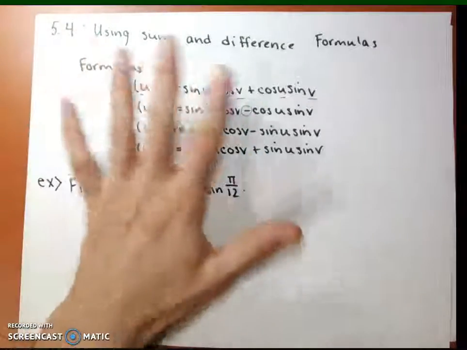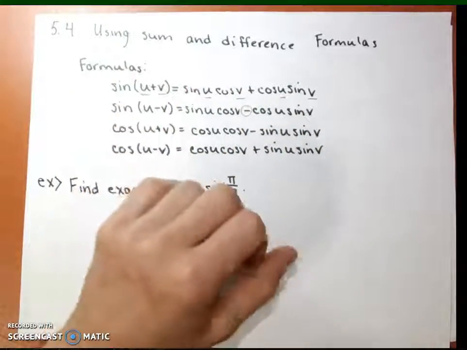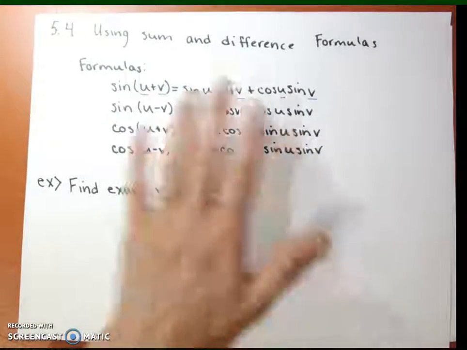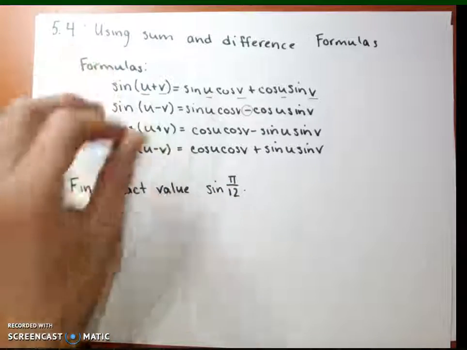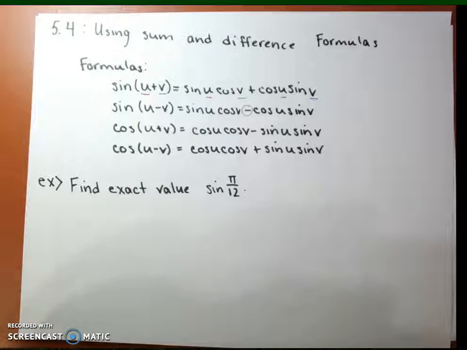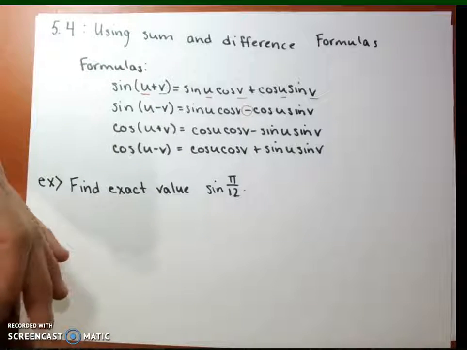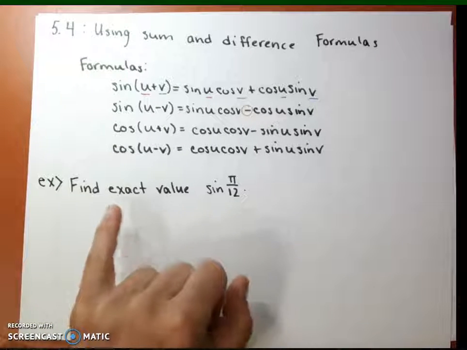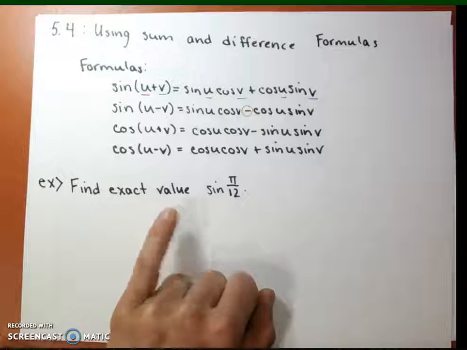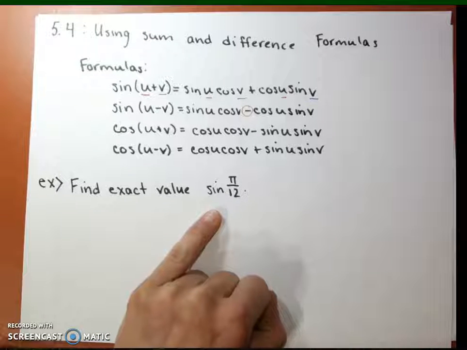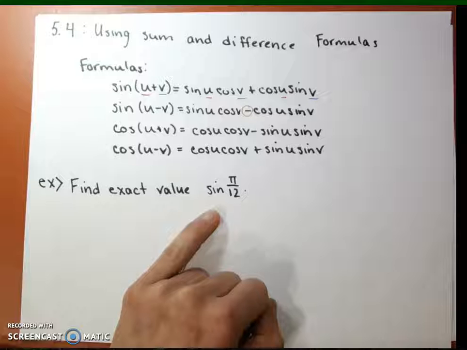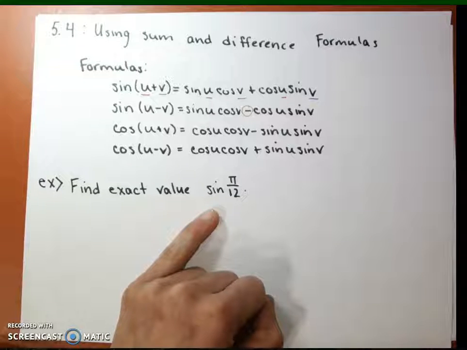So these formulas seem really abstract, and maybe it looks like the right-hand side is more complicated than the left-hand side. We won't be able to see how useful they are until we actually start using these formulas. So let's say I want to find the exact value of sine of pi over 12. Now, the exact value means in terms of a square root or something. It means we're not just doing it by plugging it into our calculator. We know the true value.